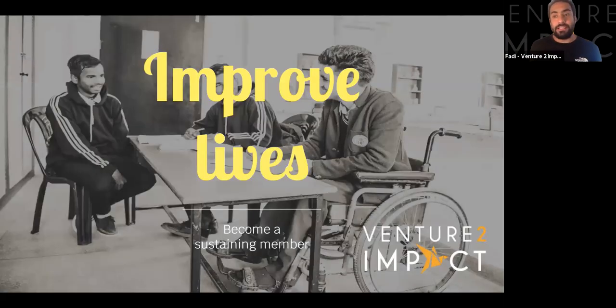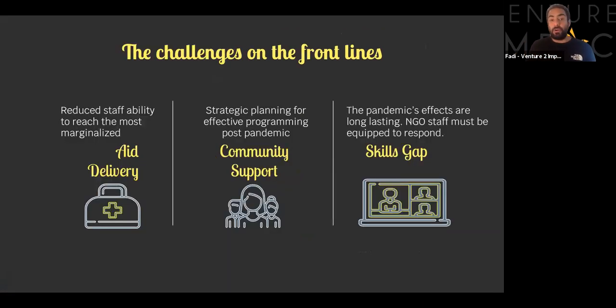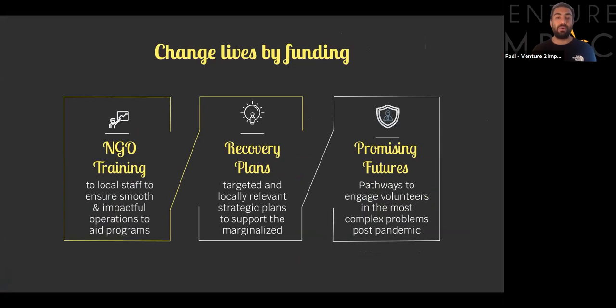So the ask to our volunteers was to join us in becoming a sustaining member and help us improve the lives of people that we're working to support. We listed complex challenges that some of the organizations and partners that we're working with right now are facing. And then we told them what we're going to do. What are the things that we are trying to target in terms of main issues that we want to work on. And then we said how we're going to work on these issues.